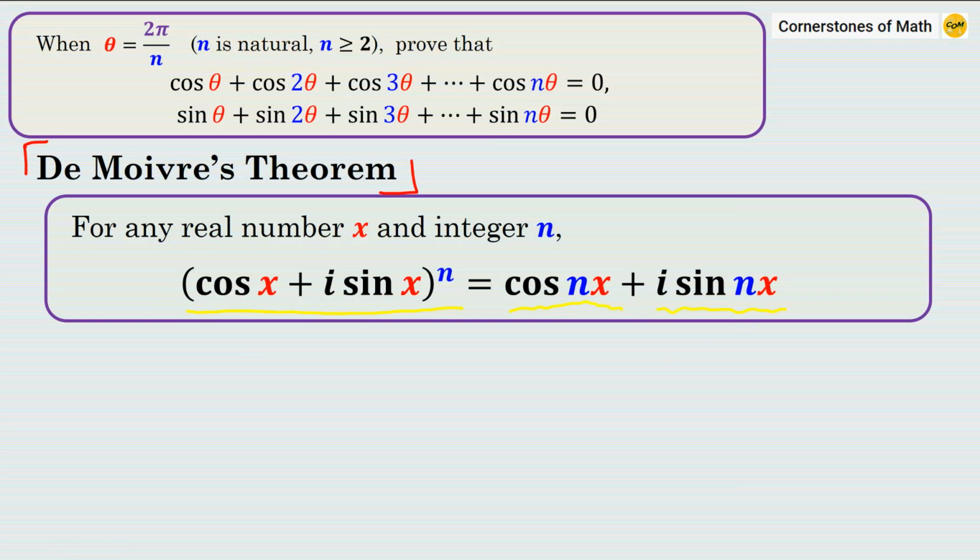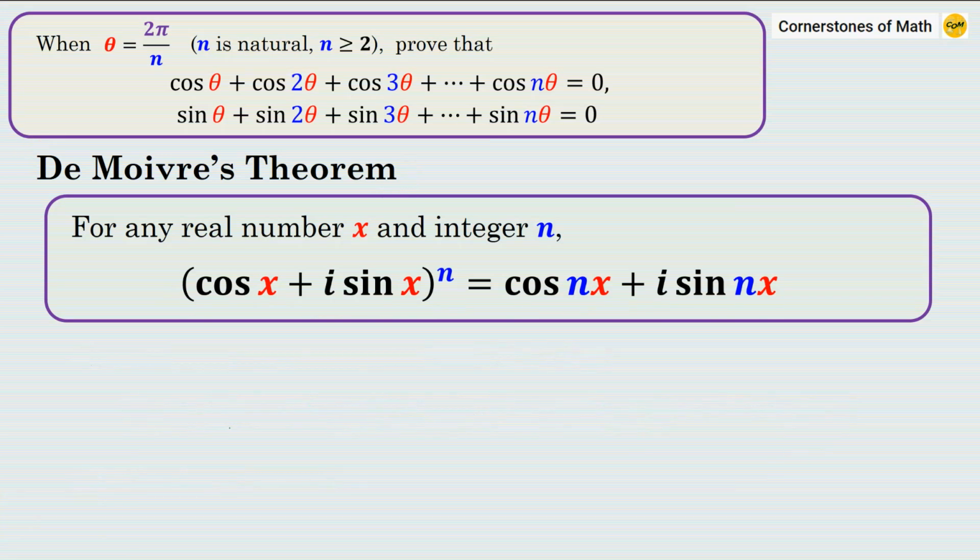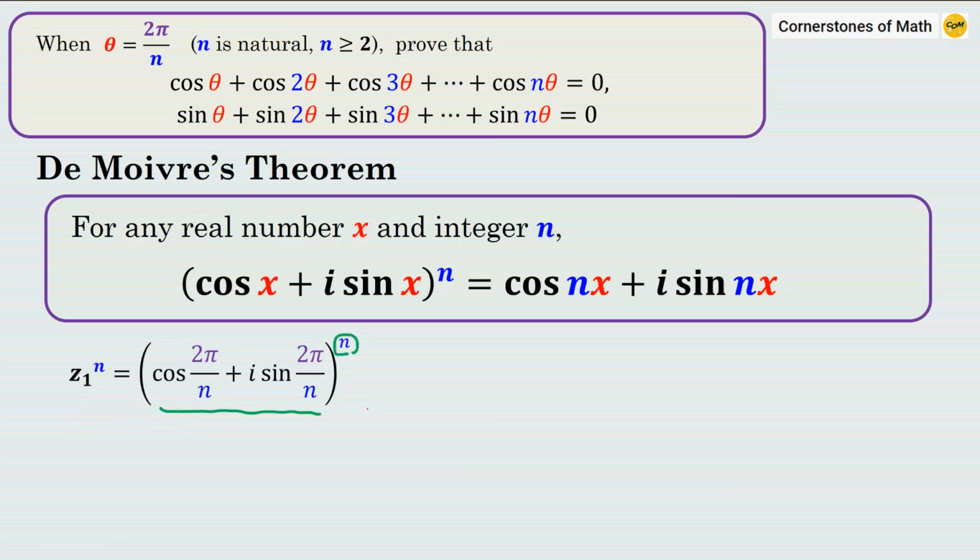Now I don't want to spend too much time on the proof because that's not the main focus of this video, so I will only briefly mention here that this theorem can be derived from the fact that if two complex numbers of this type are multiplied, their angle parts are simply adding up. Using de Moivre's theorem, if we raise z1 to the power of n, which is this to the power of n, we simply obtain 1. Similarly, if we raise z2, z3, and zn to the power of n, we can also obtain 1.